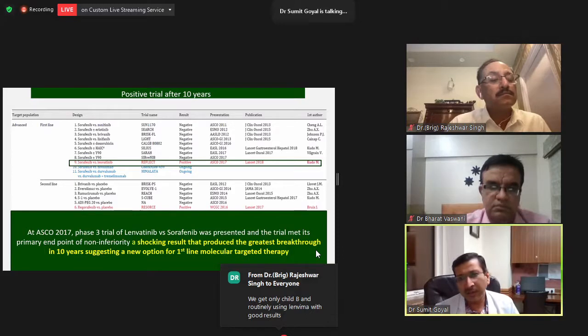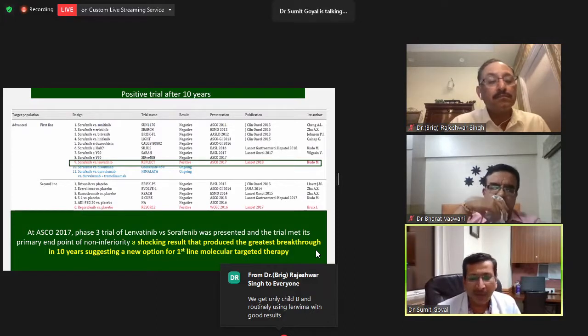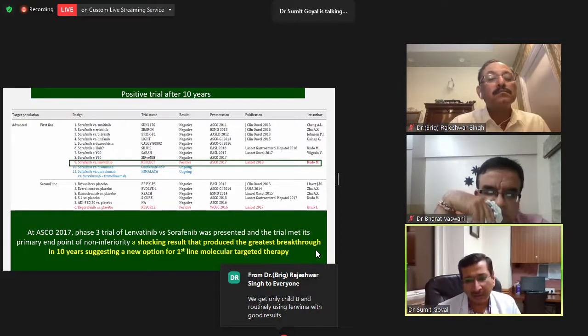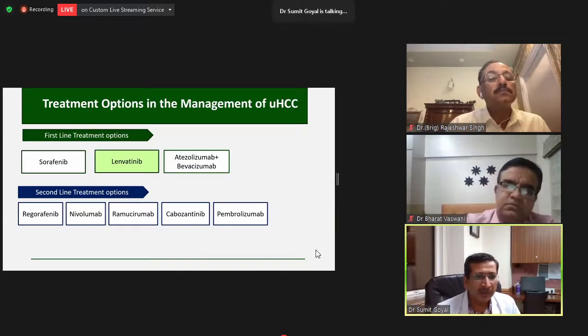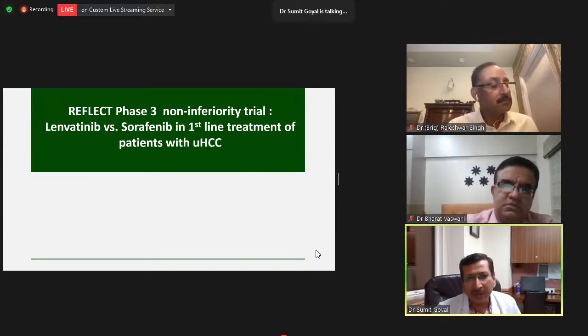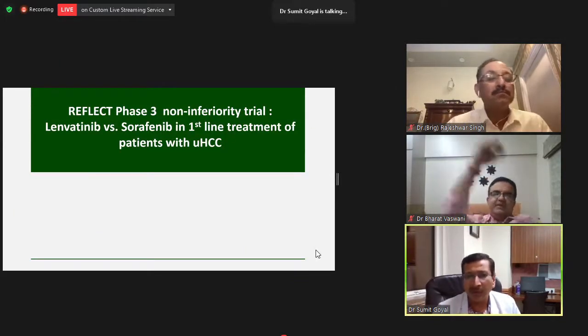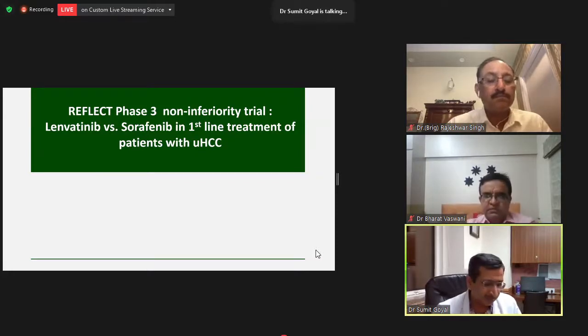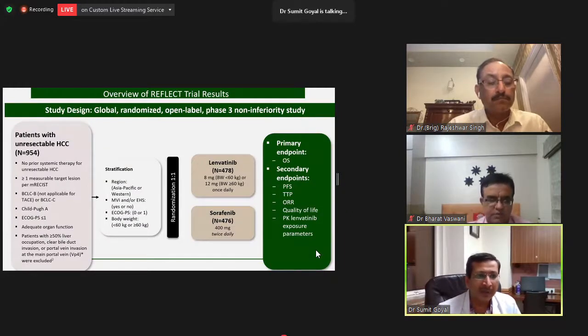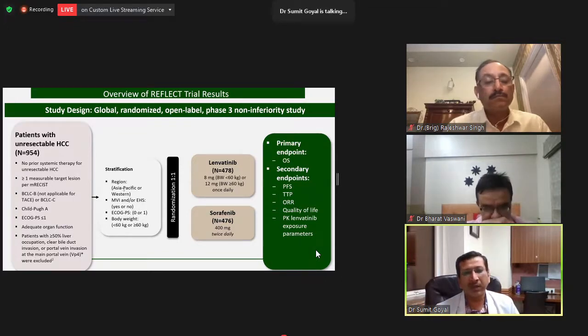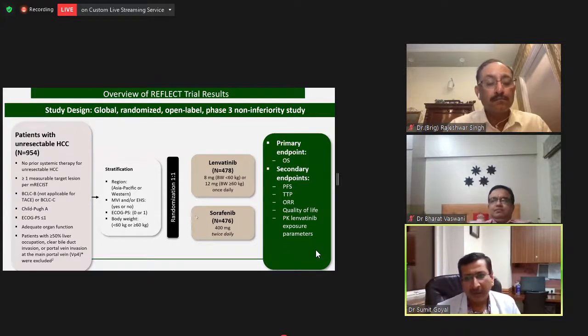It was nothing short of a breakthrough at that point of time, which has shown that, oh, this also works. So coming to lenvatinib, REFLECT was the study. It was a non-inferiority phase 3 study comparing it with sorafenib in unresectable hepatocellular cancer. The patients were randomized 1:1, and the stratification was Asia Pacific versus Western. Again, the same criteria, and the primary endpoint was OS.